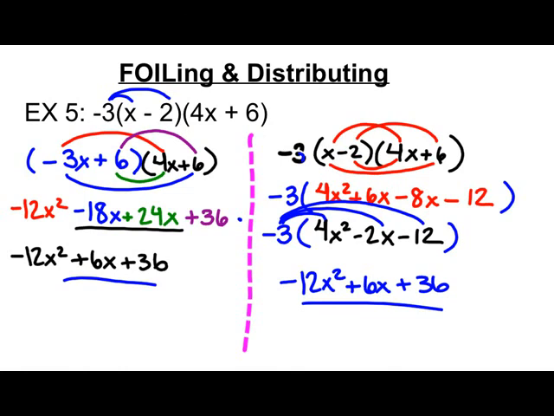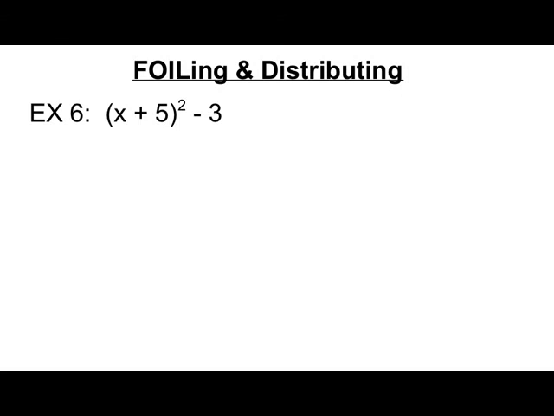Just a few more examples. This one basically is foiling twice, whether you realize it or not. It's what we call a binomial squared. If I see something like this, the first step I should do is say, okay, x plus 5 quantity squared is x plus 5 times x plus 5. Now you might be saying to yourself, Ms. Doran, that kind of looks like vertex form of a quadratic. Well, that's because it is.